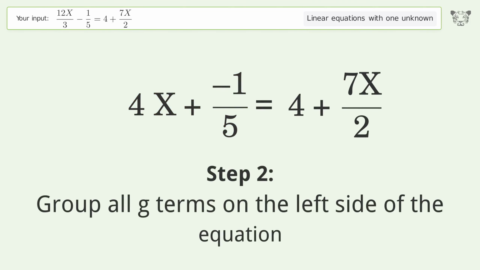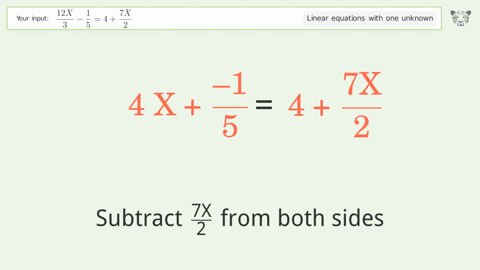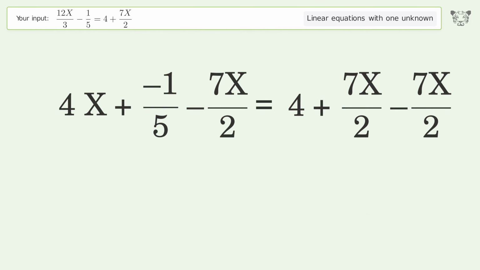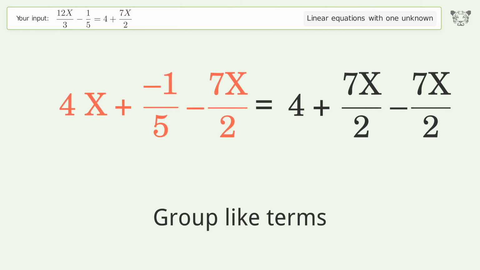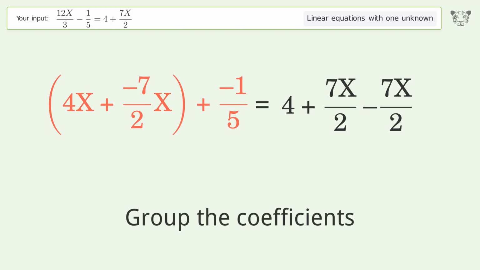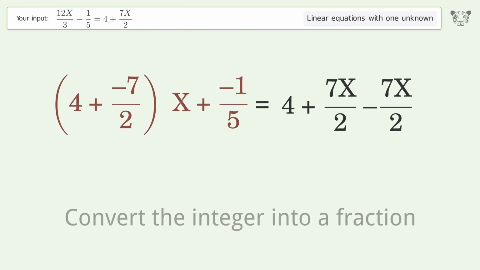Group all x terms on the left side of the equation. Subtract 7x/2 from both sides. Group like terms. Group the coefficients. Convert the integer into a fraction.